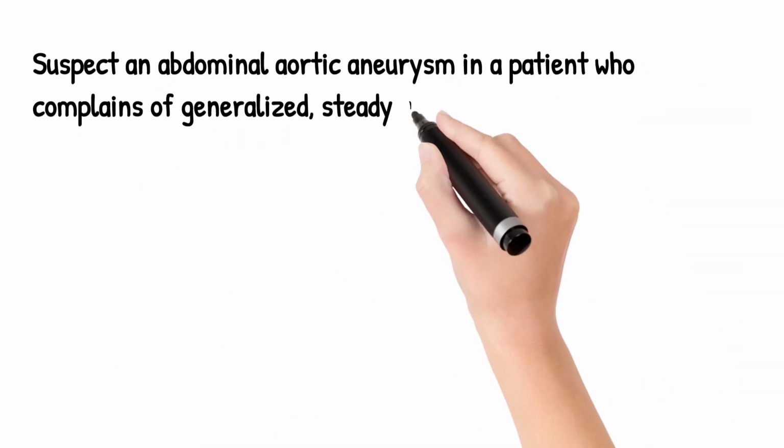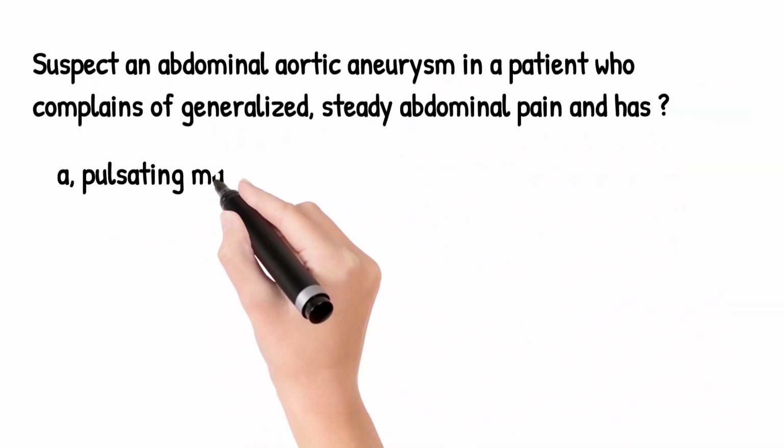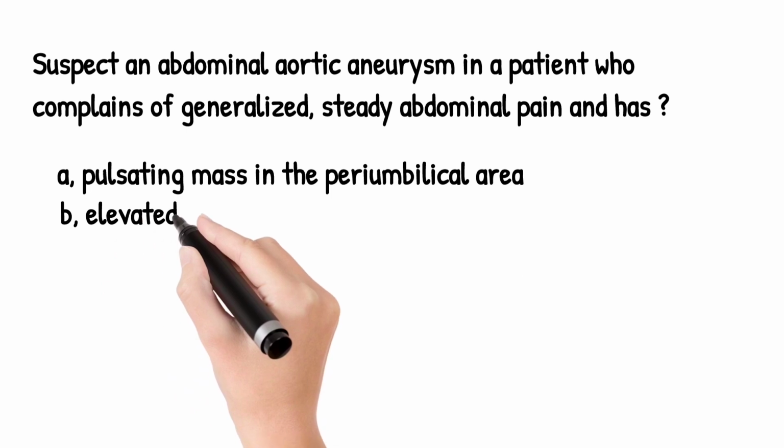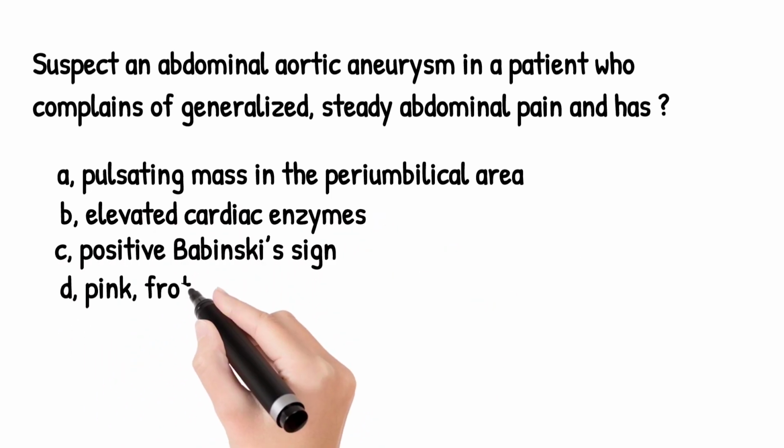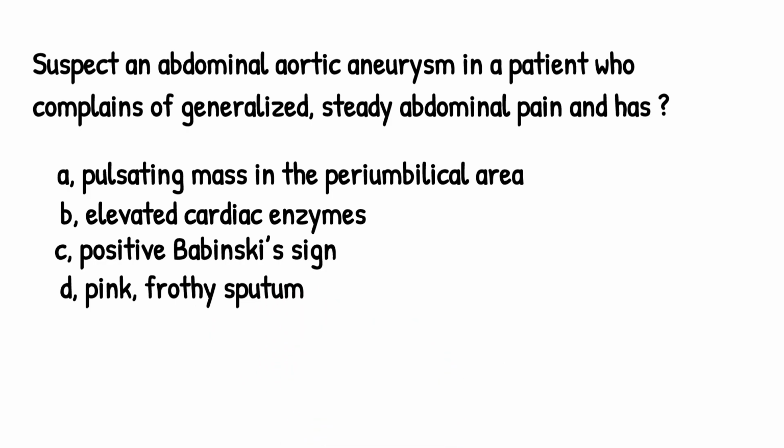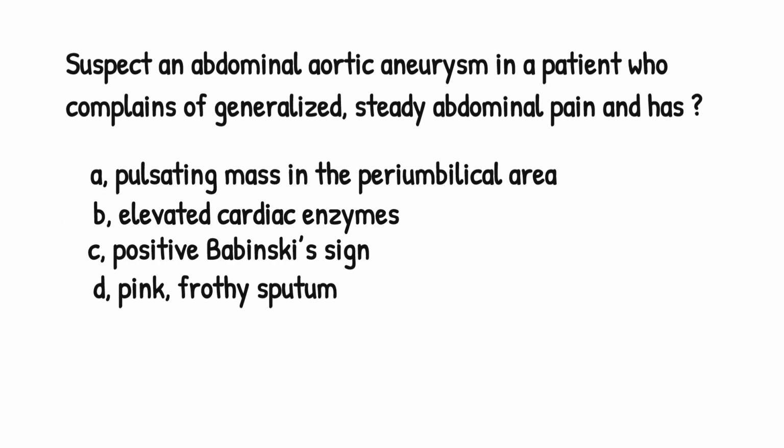Suspect an abdominal aortic aneurysm in a patient who complains of generalized steady abdominal pain and has Option A. Pulsating mass in the periumbilical area. Option B. Elevated cardiac enzymes. Option C. Positive Babinski sign. Option D. Pink frothy sputum. The answer is Option A. Pulsating mass in the periumbilical area.